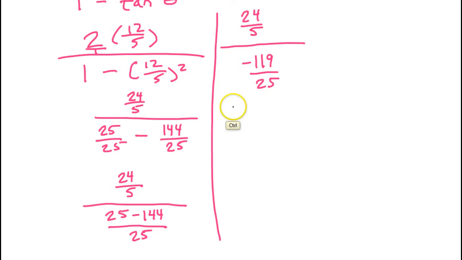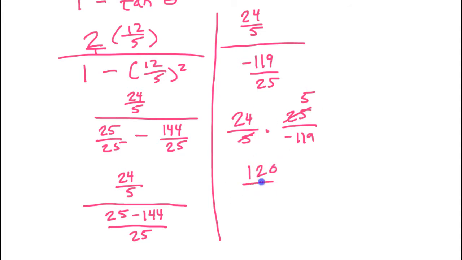So when you divide with fractions, you multiply by the reciprocal. So I'm going to have 24 over 5 times 25 over negative 119. Now 5 divides into 25 5 times, so I've got this. Now 24 times 5 is 120, so now I have 120 over negative 119. So this will be the final answer.